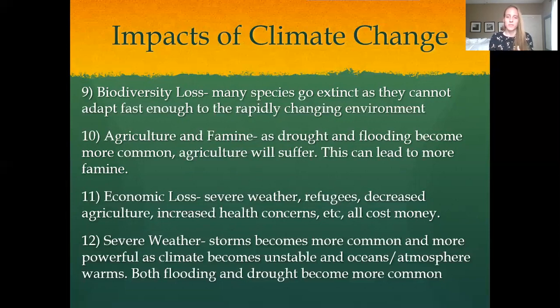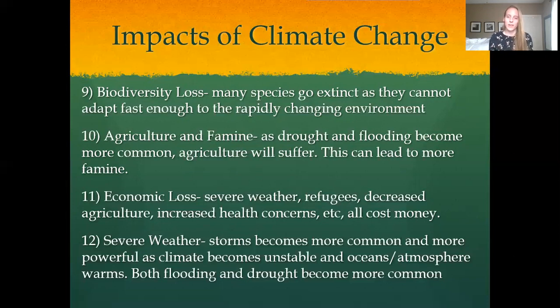Because of an increase of both droughts and flooding, famine is becoming more common because agriculture is suffering. Economic loss can also result because of agricultural failures, severe weather, more health concerns, all of that kind of stuff.